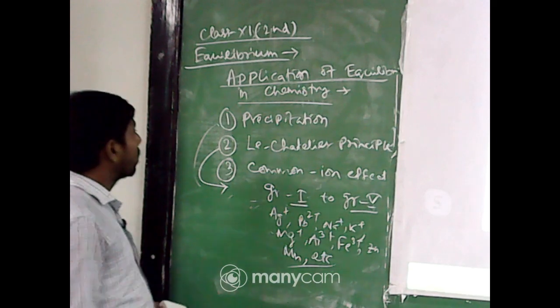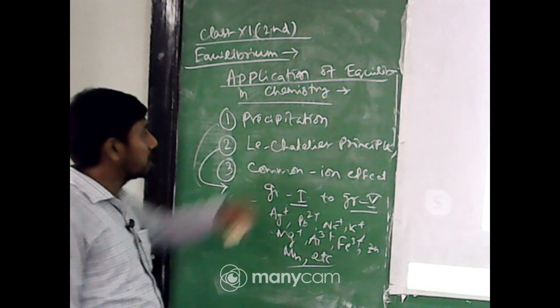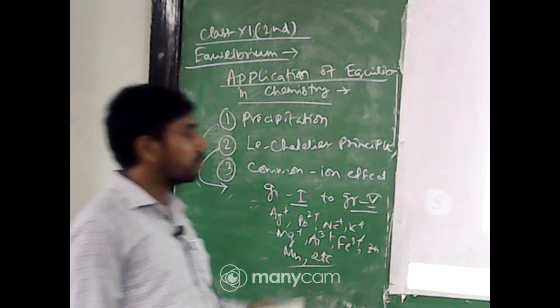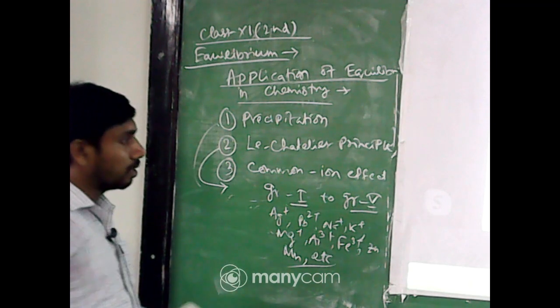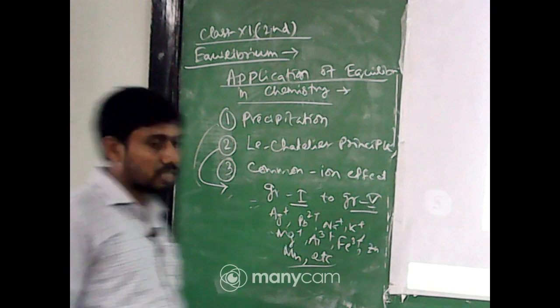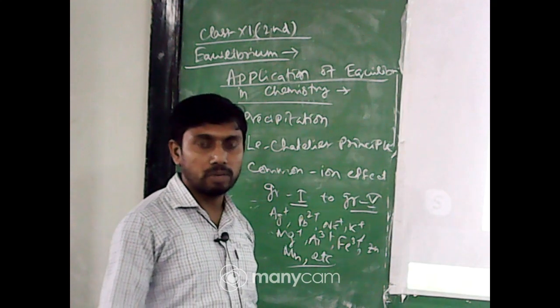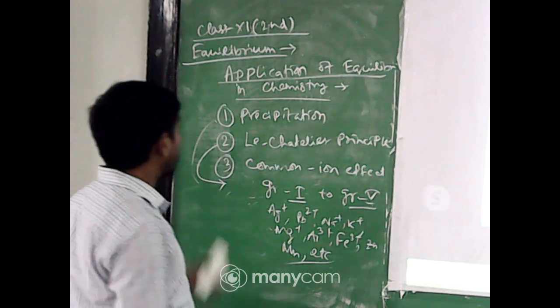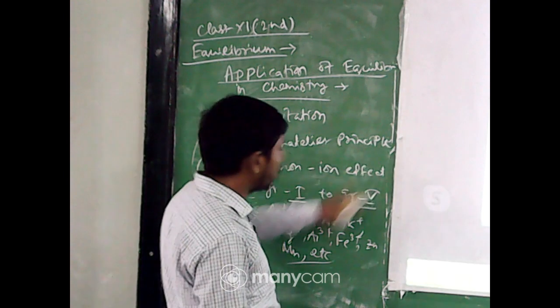So, application of equilibrium in chemistry. First of all, it is precipitation, and I have discussed how precipitation is linked with different equilibrium parameters, that is, the terms used: the ionic product and also the Ksp value, that is, the value of the solubility product.